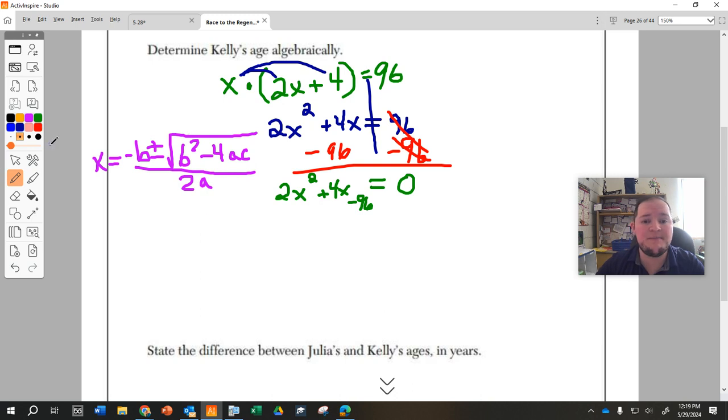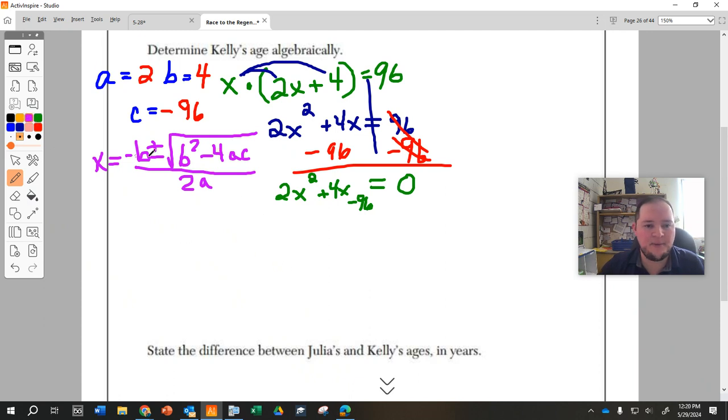Remember, the formula is filled with a's and b's and c's. So let's grab those quickly. A equals, b equals, and I'll put c equals below. So the a, b, and c are getting pulled out of this green guy right here. The a is attached to x squared, b is attached to x, and c is your constant, not attached to any variables. So a equals 2. B is attached to x, so it's just 4. And c is the constant, and it's negative 96. Those plus and minus signs also impact the number.